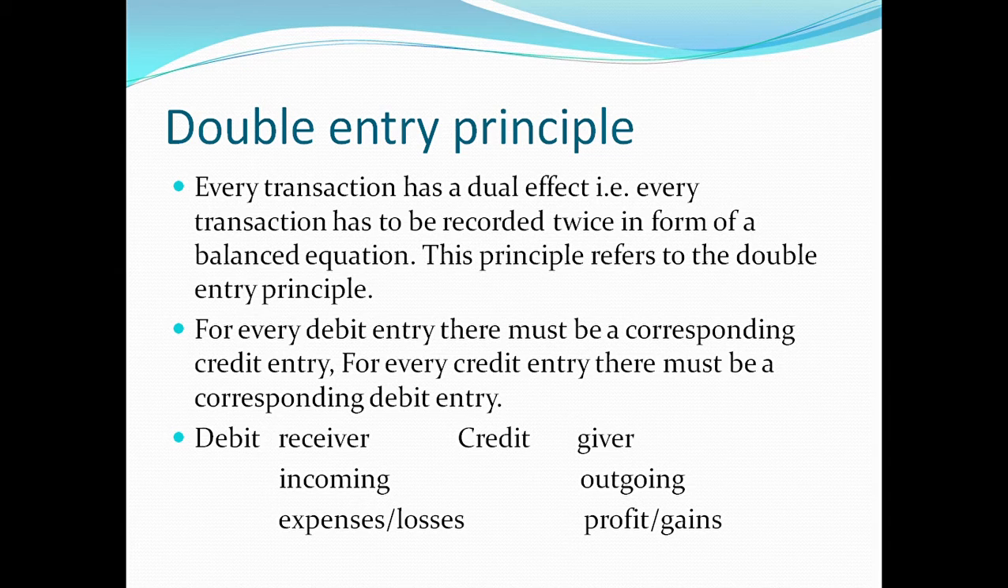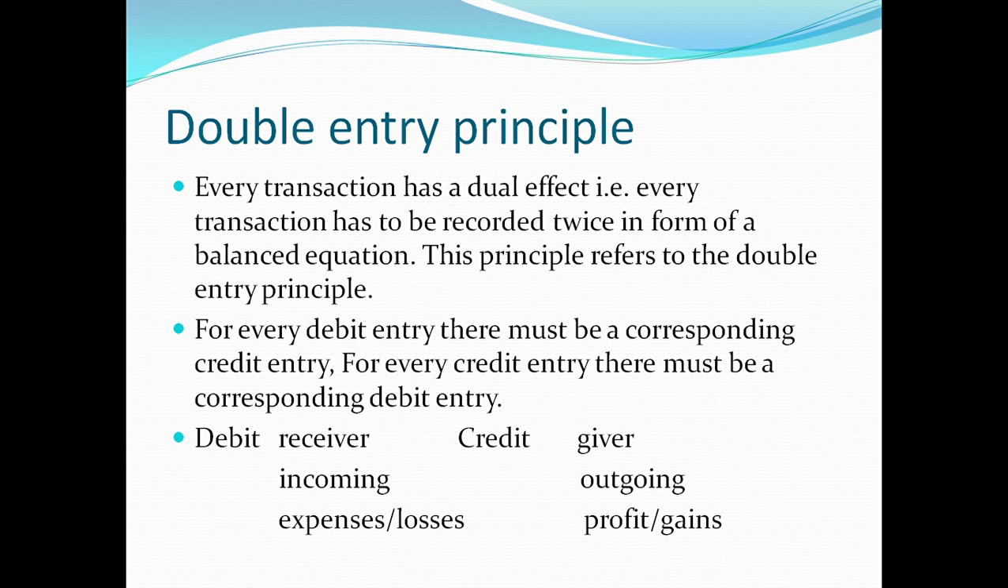Now, this simply illustrates that for any transaction, there is always a dual effect. It has two sides. One is either giving and one is receiving. One is either debited while the other will be credited. Now, the basic rule here is debit the receiver and credit the giver. The receiver is the person receiving this money, while the creditor, or the giver, is the person giving out. So we debit the receiver and credit the giver. We debit incoming and credit outgoing. We debit expenses and losses, and also we credit profits and gains.